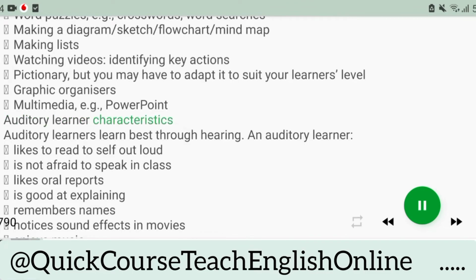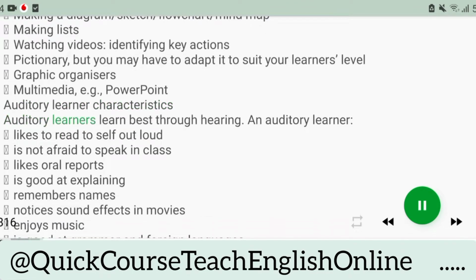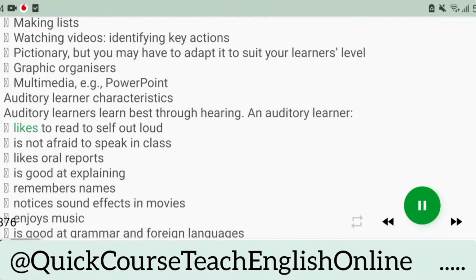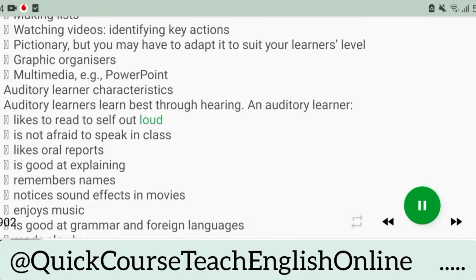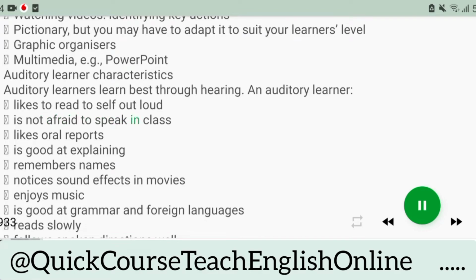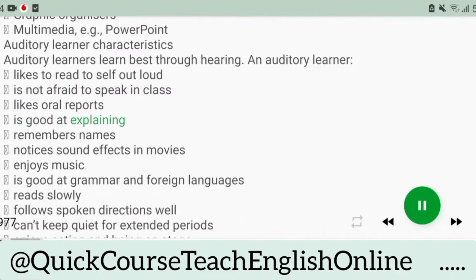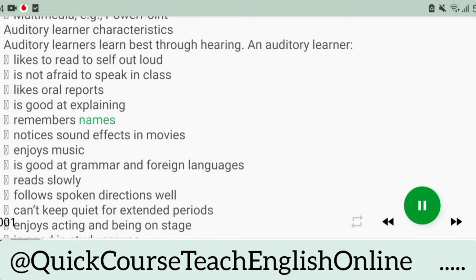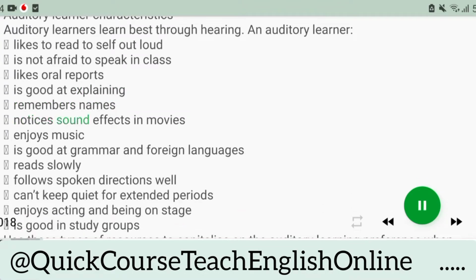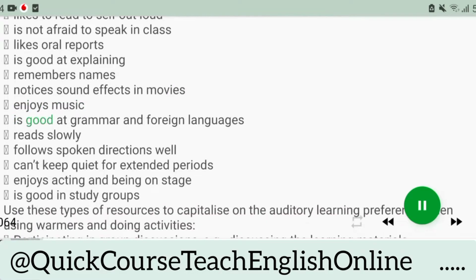Auditory learner characteristics. Auditory learners learn best through hearing. An auditory learner likes to read to self out loud. Is not afraid to speak in class. Likes oral reports. Is good at explaining. Remembers names. Notices sound effects in movies. Enjoys music. Is good at grammar and foreign languages.